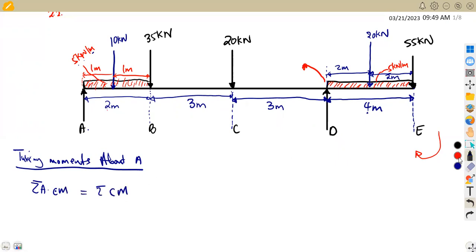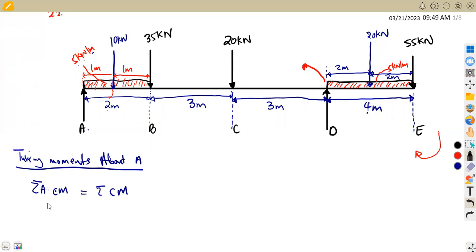You can even list out the other forces or moments. This one is anti-clockwise. If we check the 10 kilonewton back to A, this will be clockwise, and the others are also clockwise. So all these forces are going to move clockwise. You just have one anti-clockwise in this case, which is D.